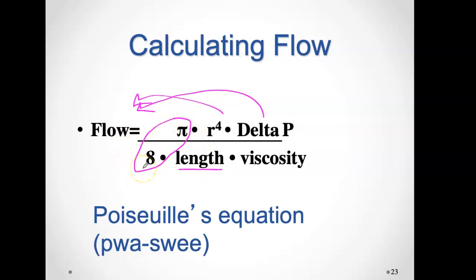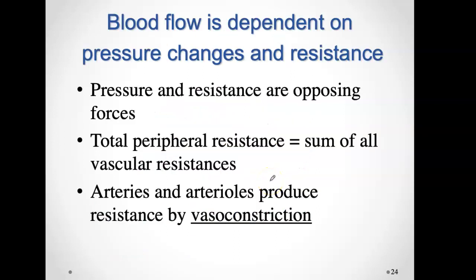Pi over 8 is never going to change, so I'm just going to leave that there for you. Really, when we're thinking about the body, we're thinking of the radius of an artery, the pressure of the blood, the length of that vessel, and the viscosity of the blood. Blood flow is dependent on pressure changes and resistance, correct? So pressure and resistance are opposing forces. And the total peripheral resistance is the sum of all those vascular resistances.